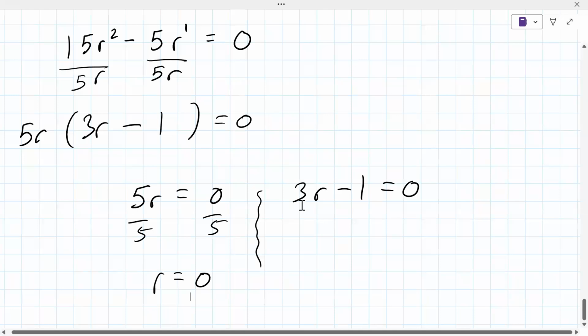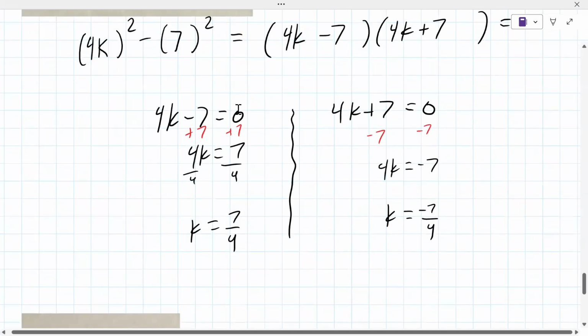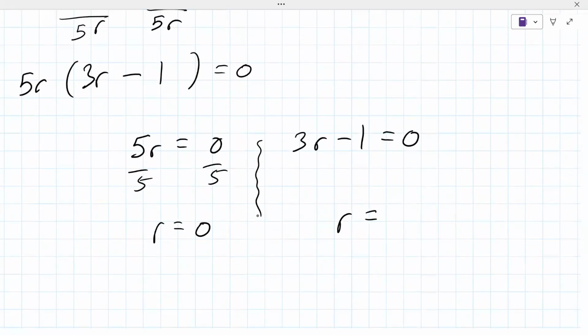What do you undo first? The multiplication by 3 or the subtraction by 1? The subtraction by 1. Okay. So this is a lot like the problem we were doing up here, 4x minus 7 equals 0. So tell me, what does r become? 1/3? Okay.